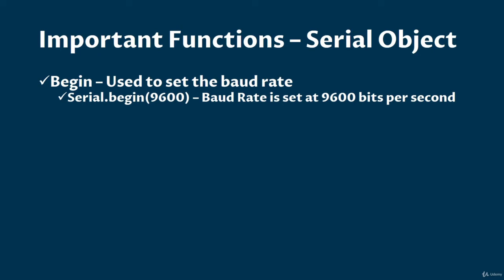Serial.begin is used to set the baud rate, and we can write serial.begin within bracket 9600. Now here 9600 is the baud rate, so the baud rate is set at 9600 bits per second. That's the meaning of this line.